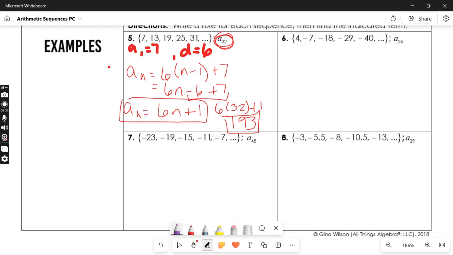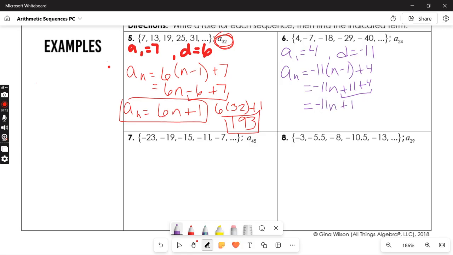For 4, -7, -18, so my first term, a_1, is 4. And then it looks like I'm going down 11 each time. So my common difference is -11. So my formula is going to be -11 times (n minus 1) plus 4. Distributing that -11, I'll have -11n plus 11 plus 4. Combining my like terms, my equation is -11n plus 15.